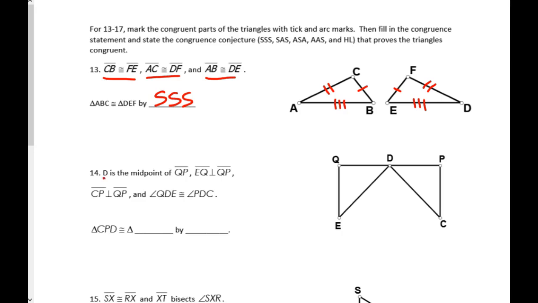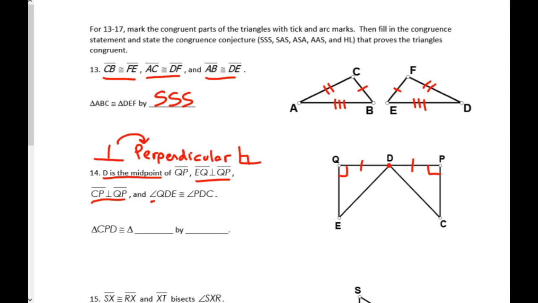Next one, 14. D is a midpoint of QP. So if D is the midpoint, that means QD and DP are congruent. So we'll put tick, tick. Now, this means perpendicular. And perpendicular means you're going to have right angles, right? So EQ and QP make a right angle. Put a right angle there. CP and QP make a right angle. Put a right angle there.